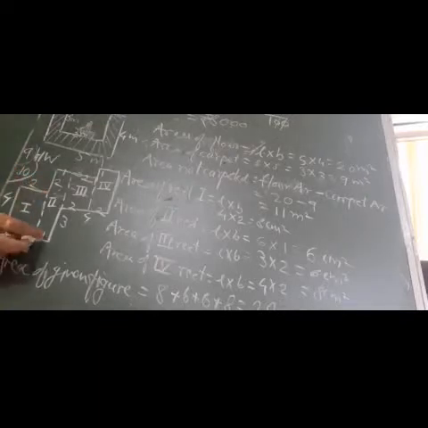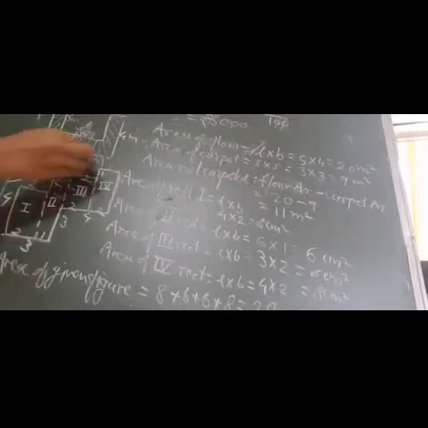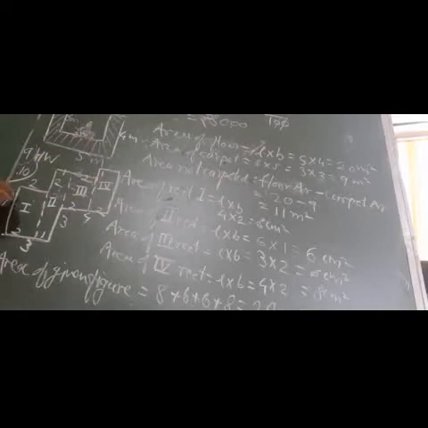In the 10th question, the figure is drawn like this. This part is 3 units and this part is 2 units. It means that the remaining part will be 1 unit. In all these diagrams, what is the simple way to solve it?